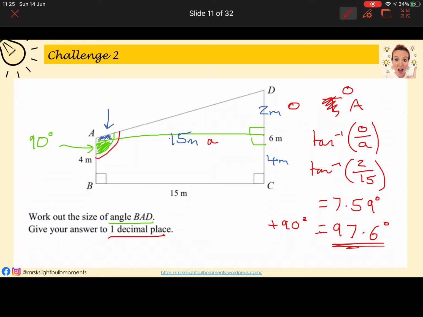Okay, so we've just split it up again, drawing in perpendicular lines so that we can find a right angle. All right, well done there. Should we try challenge 3?